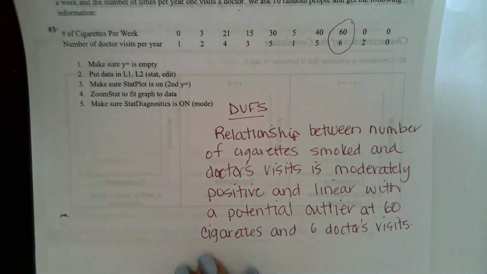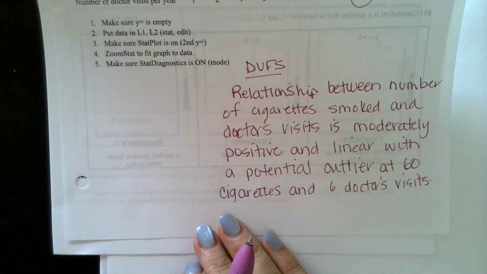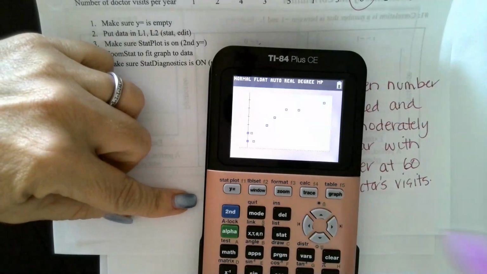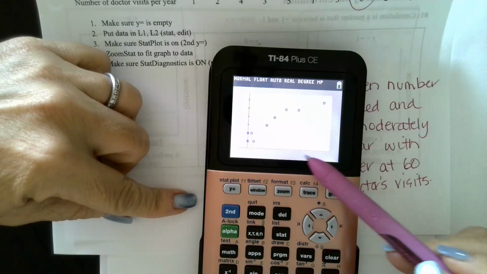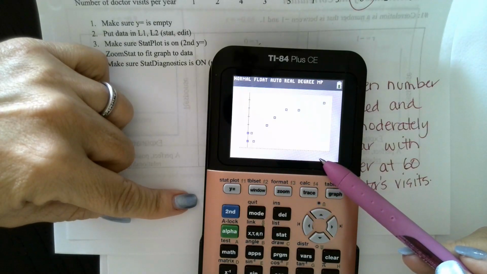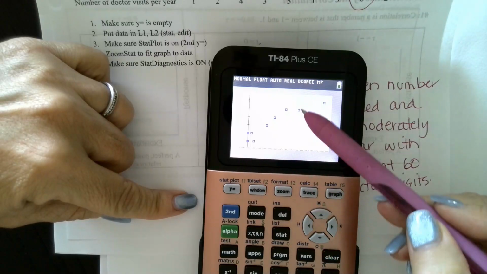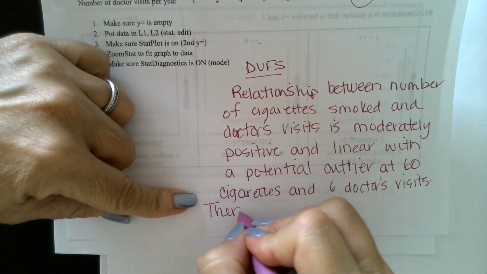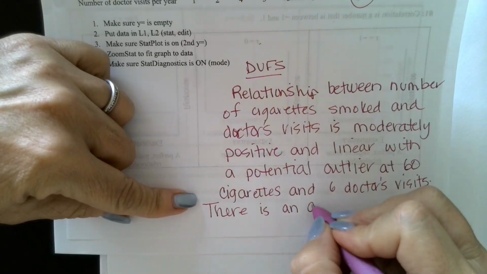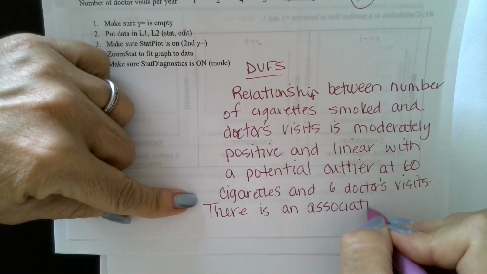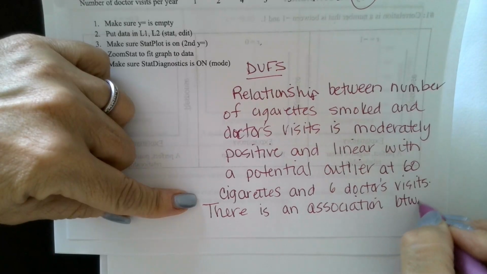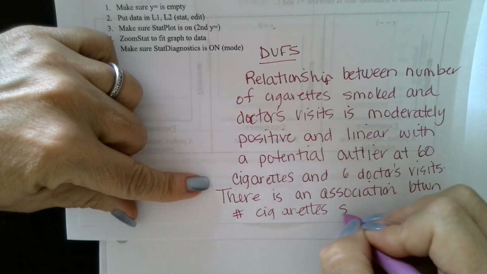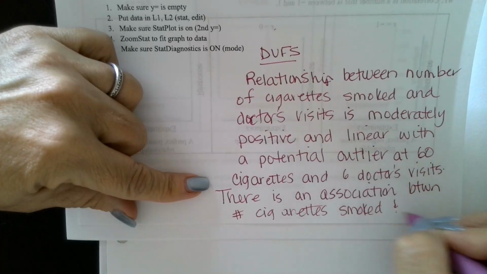Now, we haven't really gotten to association, but I'm going to throw this in here right now because I think it's good to already see this. If you look back at your data, you see that as you smoke more cigarettes, your doctor's visits are increasing. So more cigarettes, doctor's visits are increasing. So what I would say is there is an association between number of cigarettes smoked and visits.